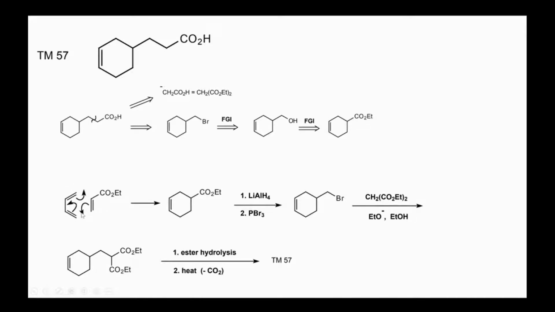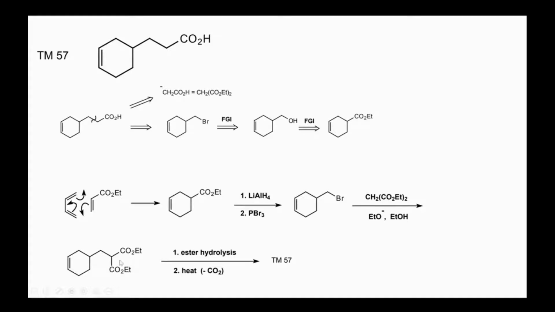You react this 1,3-butadiene with an ene to generate this compound, and in the next step you reduce this ester with lithium aluminum hydride into alcohol, because esters can be reduced into alcohols, and then you react this with PBr3. The alcohol is converted into alkyl halide, and now you are reacting this alkyl halide with the active methylene unit using ethoxide base, ethanol solvent. You get these disubstituted esters, a couple of esters there.